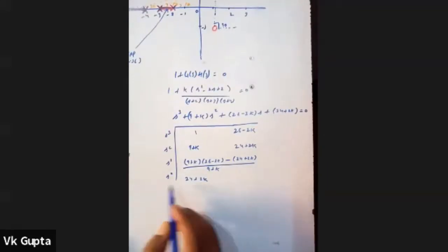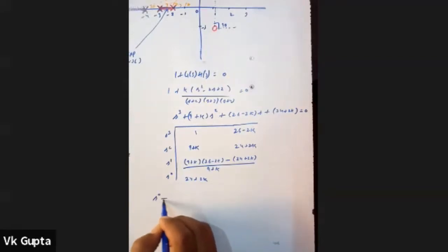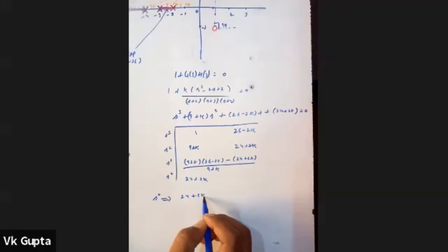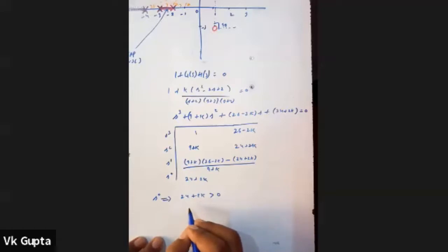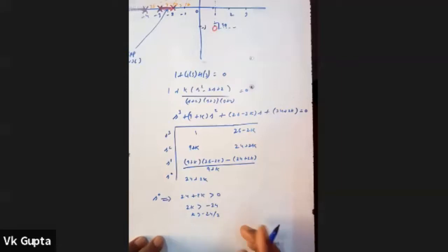So from this you can find out from S0, 24 plus 2k should be greater than 0. So this indicates that 2k should be greater than minus 24, or k should be greater than minus 24 by 2. So minus 12. So k should be greater than minus 12. This is one, we got it from S0.